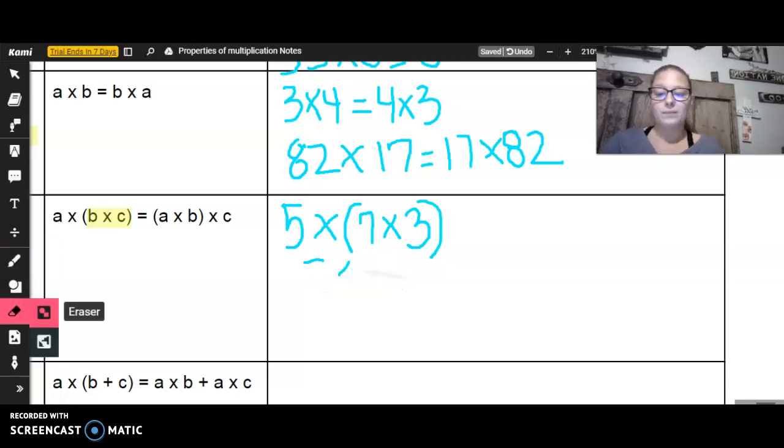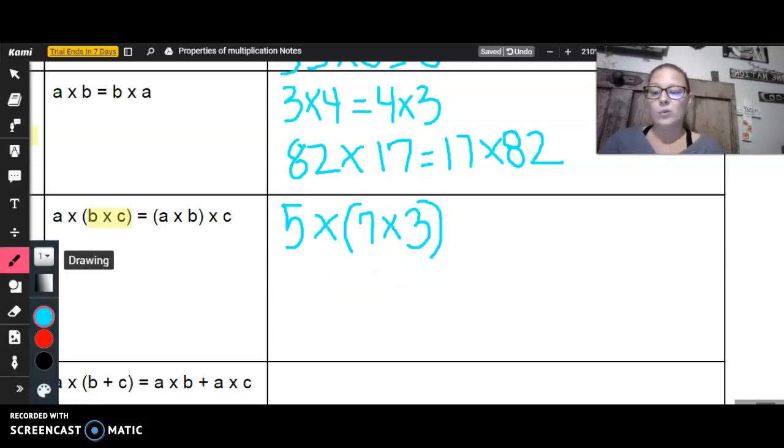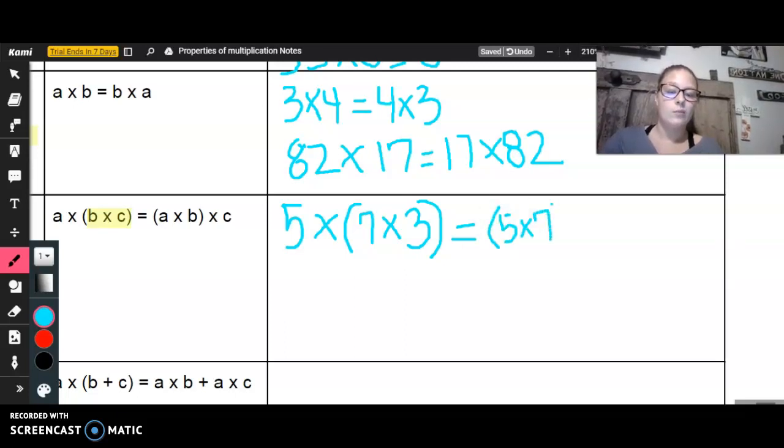But to finish out this problem here, 5 times parentheses 7 times 3 parentheses equals parentheses 5 times 7 parentheses times 3. So I'm going to show you an example of how this property can be really helpful.